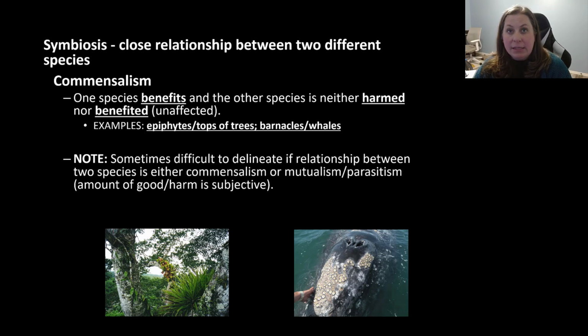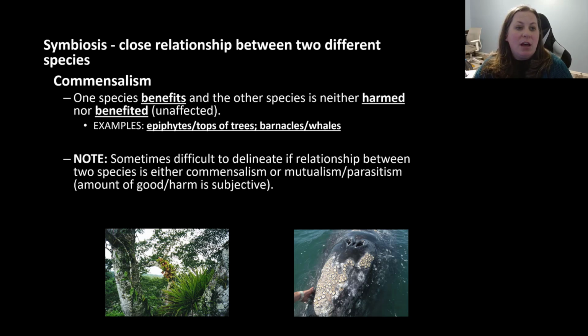The first one is called commensalism. Commensalism is where one species benefits and the other species is neither harmed nor benefited, meaning it's unaffected. In this case, one gets something good and the other gets really nothing out of it. One example would be when a bird builds a nest in a tree. The bird gets the benefit of having a shelter in that tree because it built a nest. But that nest doesn't help the tree and doesn't hurt the tree. Because of that, it's a commensalism type of relationship.